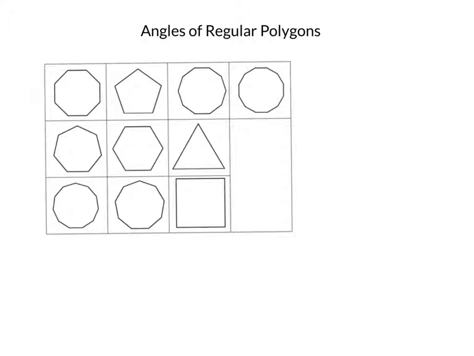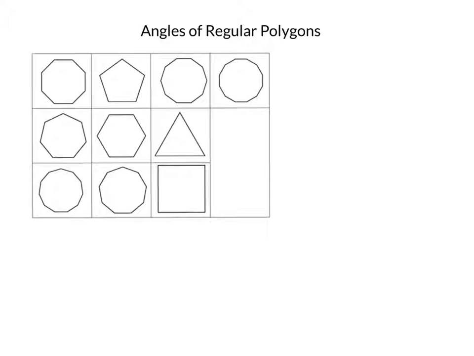So we're going to look at angles of regular polygons today. And as you can see, we've got a whole array of polygons here. We've got a triangle, square, pentagon, hexagon, septagon, octagon, etc. And we're going to look at the angles of each.